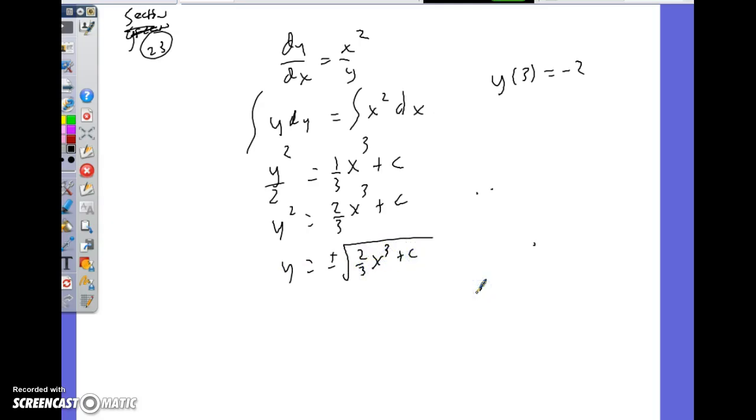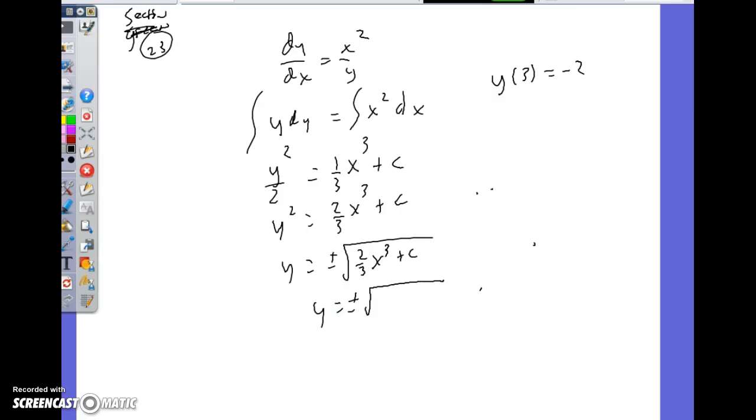If it were a just world, we'd be done using the 2 points. Since it's not, we're going to have to keep going. They want to know what c is, right? So I'm going to plunk a 3 in here. Y equals plus or minus the square root.